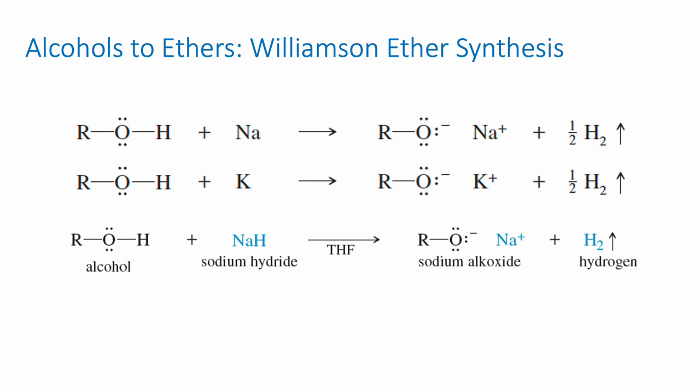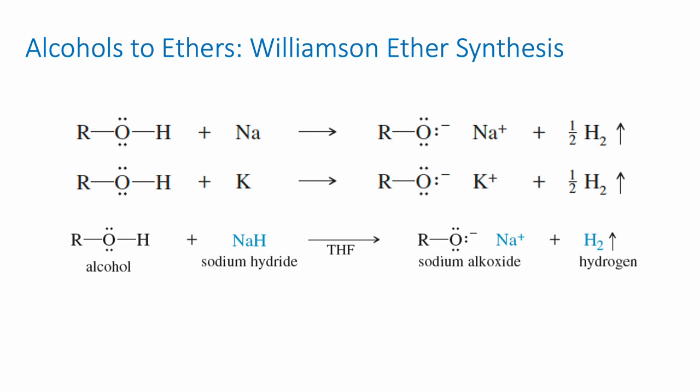So there's one electron on the sodium and potassium on the left side, and then on the right side, that electron has been reacted. The sodium and potassium have become oxidized, and the hydrogen has become reduced. So the hydrogen in this case gets reduced, it accepts that electron from sodium and potassium, and it turns into hydrogen gas.